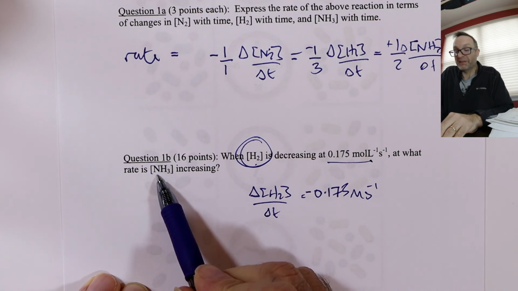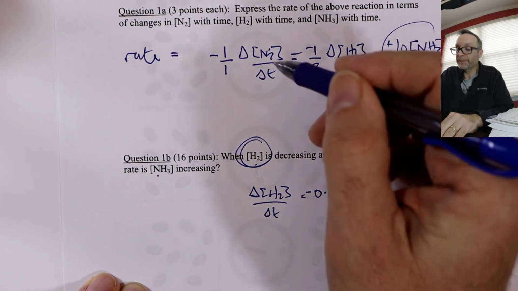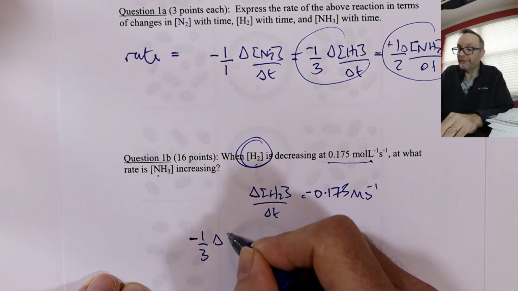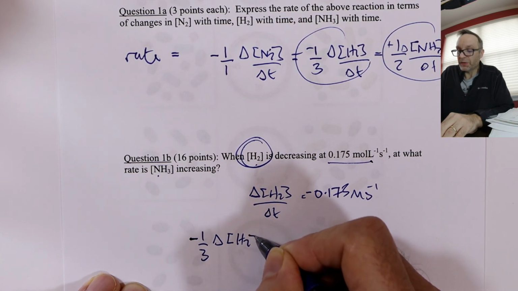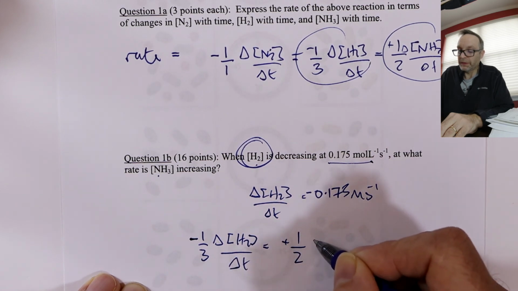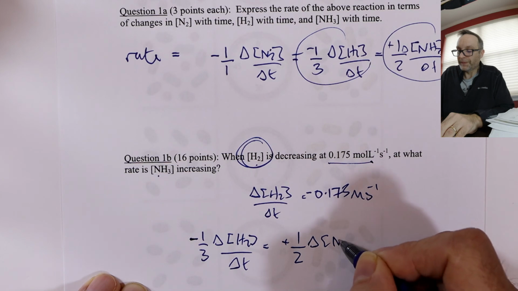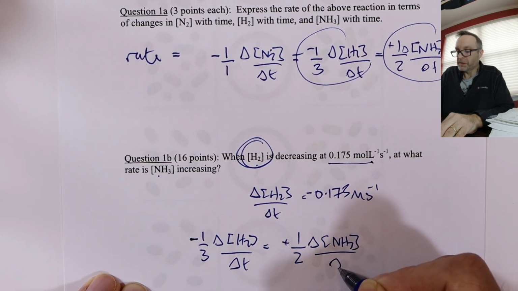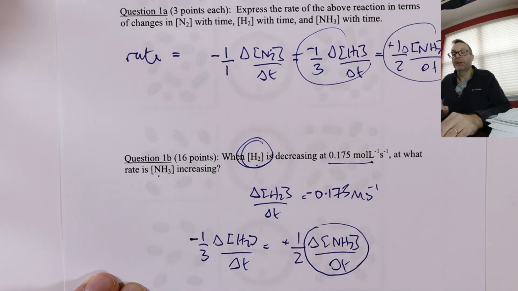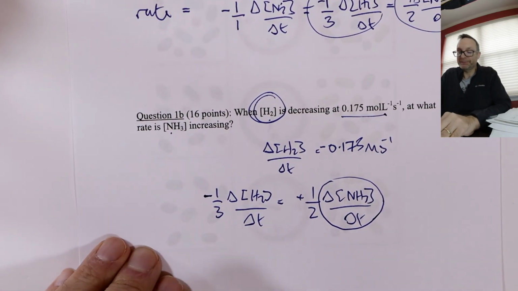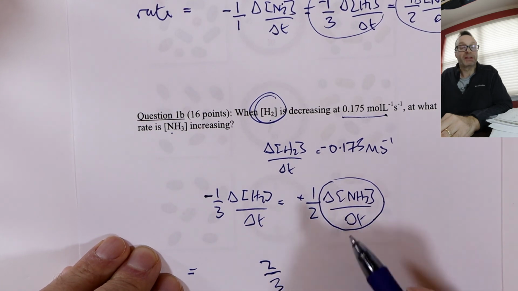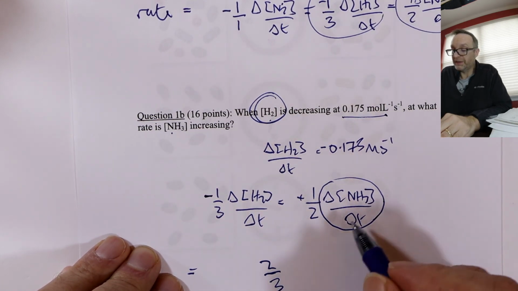How is NH3 increasing, right? So we're just going to take this one and this one. So minus 1 over 3 change in H2 over change in time equals plus 1 over 2 change in NH3 over change in time. We just want this. We just want that, right? So you're just going to rearrange it. What are you going to get? It's 2 over 3. And obviously, the sign here is going to be positive, isn't it?